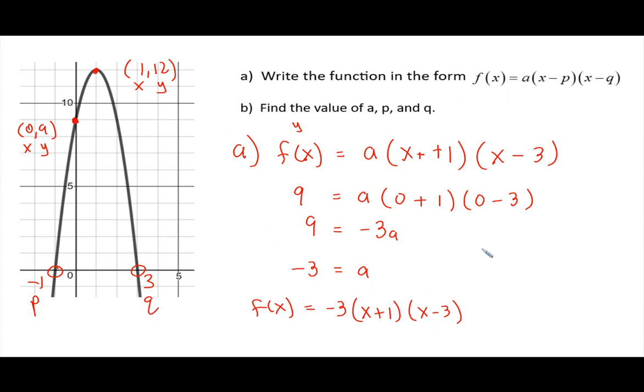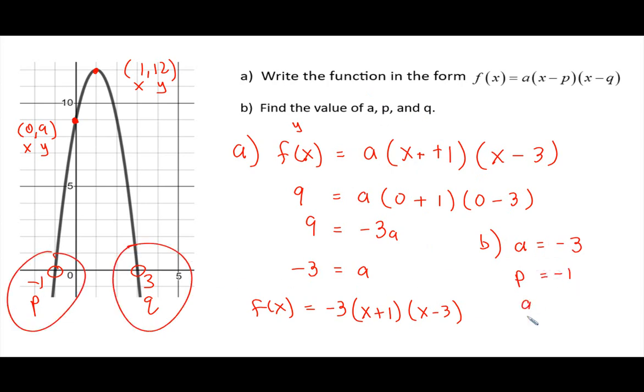Now part B, they're asking us what are a, p, and q. We've done all the work already, we just need to state it. First of all, we know a, we calculated that, that's -3. Our p value, remember over here, and our q value: p was -1, and q is +3.